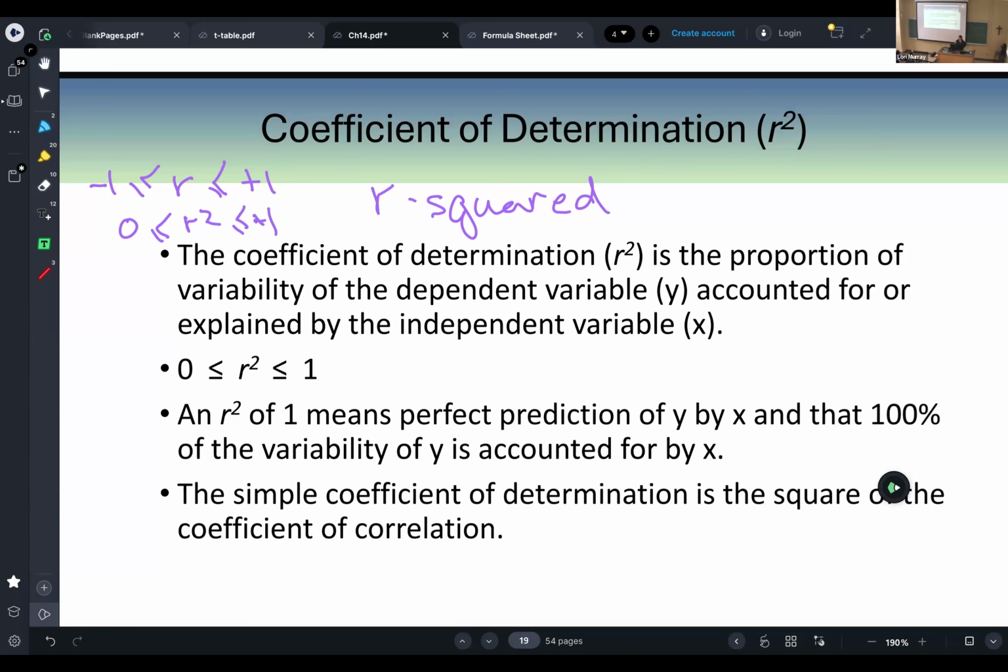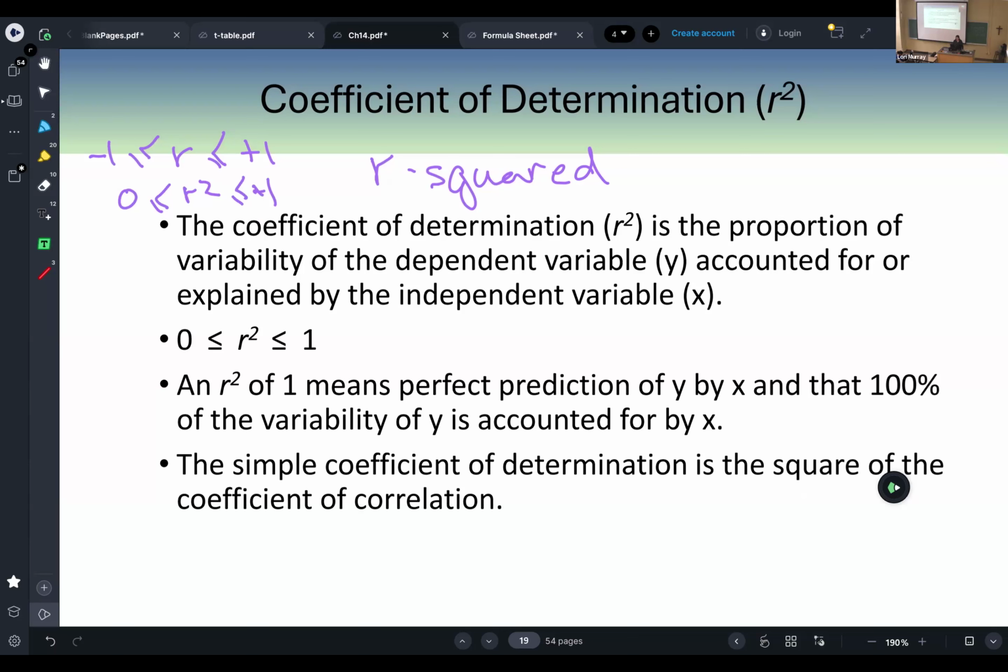It's the proportion of variability of the dependent variable y accounted for or explained by the regression variable x. Right. So we have all these sums of squares, and we have the variability. Remember from ANOVA, you have the two different sources of variability. This is one of those sources. Okay. So we call it the proportion of variability of y accounted for, explained by the regression line, right? By the independent variable x.